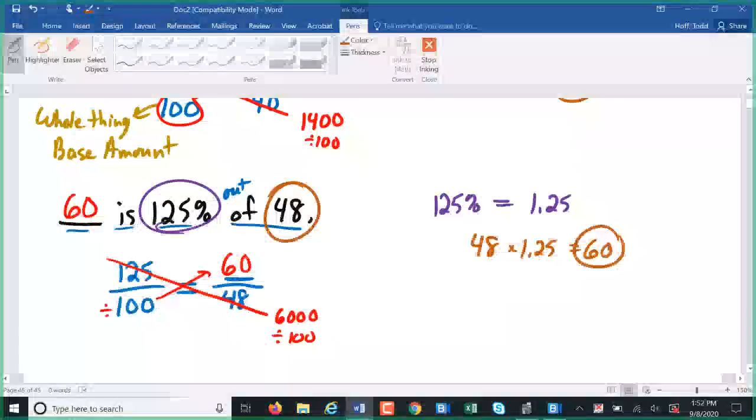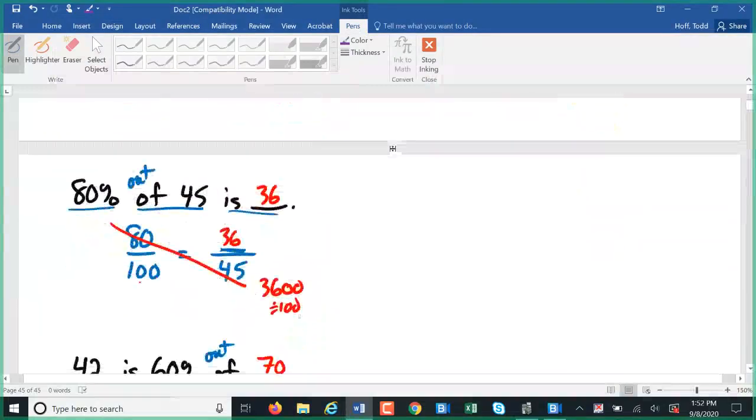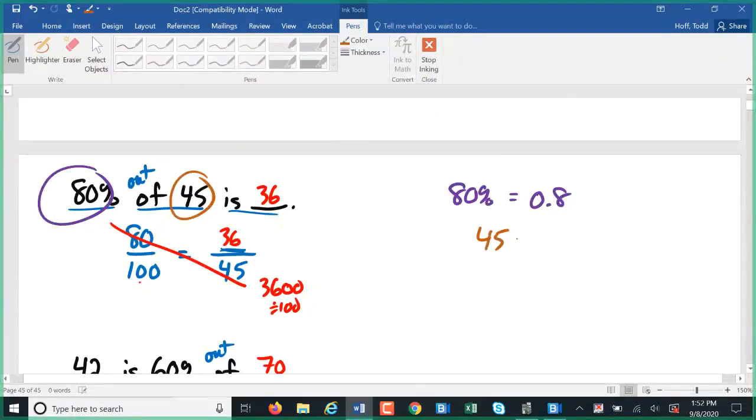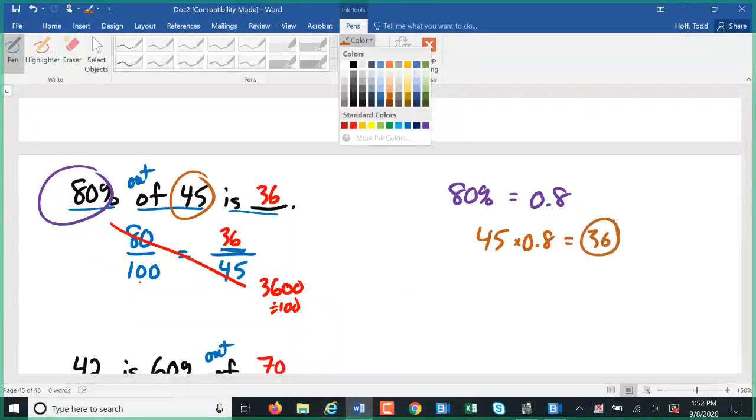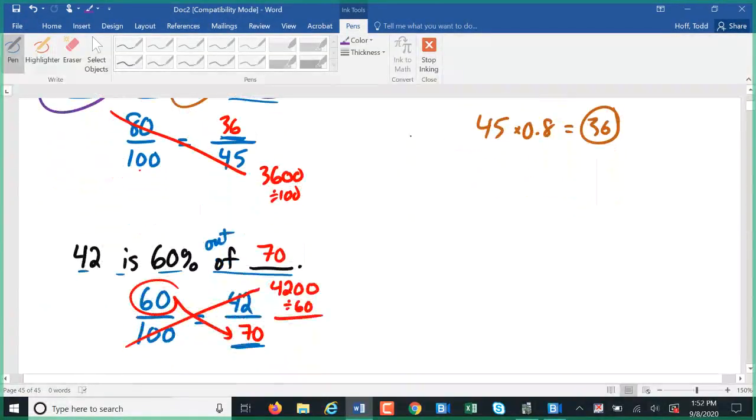Now, so far in these first couple, it seems actually a lot easier to use this rate method. And I wouldn't argue with you on that, on those problems. Even on this next problem, it'll be pretty easy. We have a percent of 80%, which is a rate of 0.8. We have a base of 45, so 45 times 0.8 is 36. So on those first few problems, this rate method was very easy, very simple, and quick.